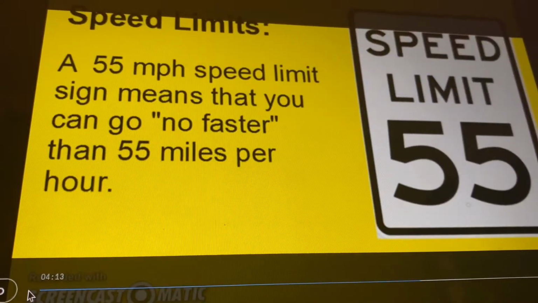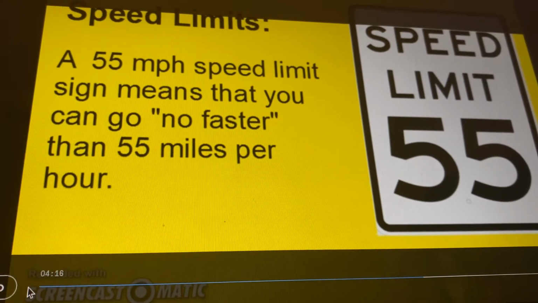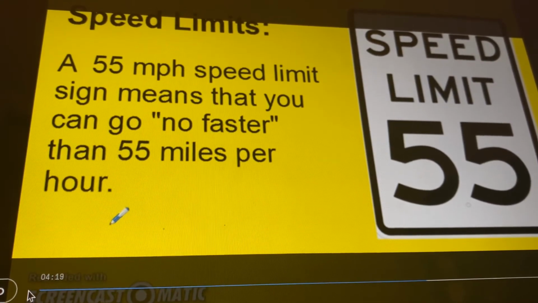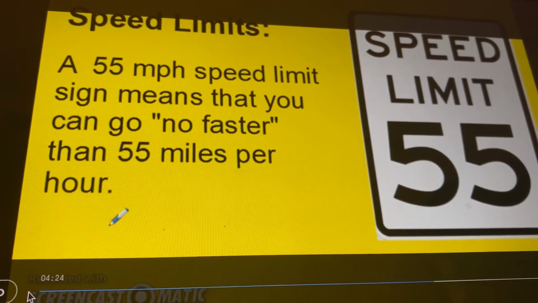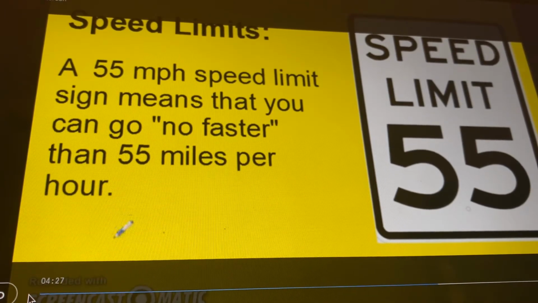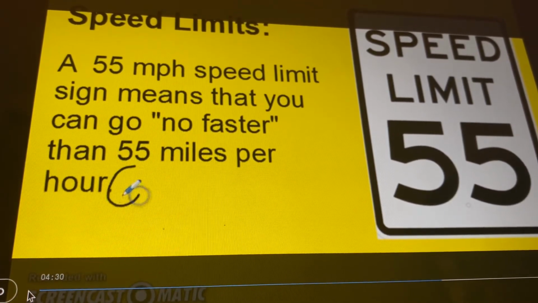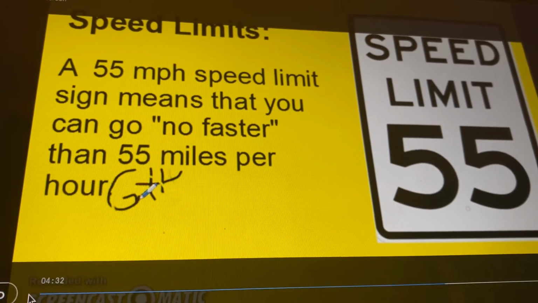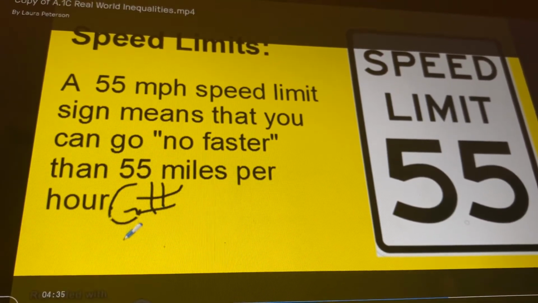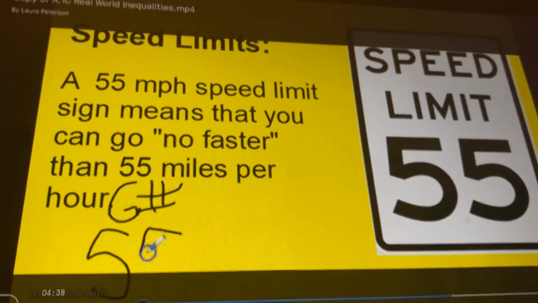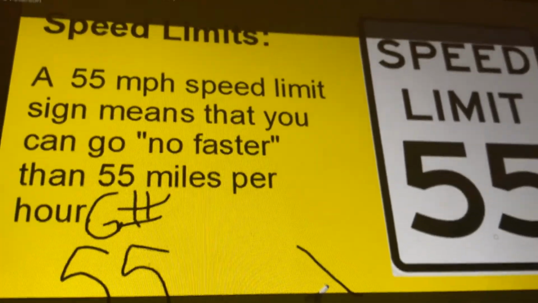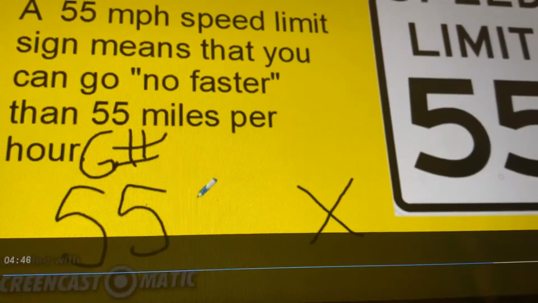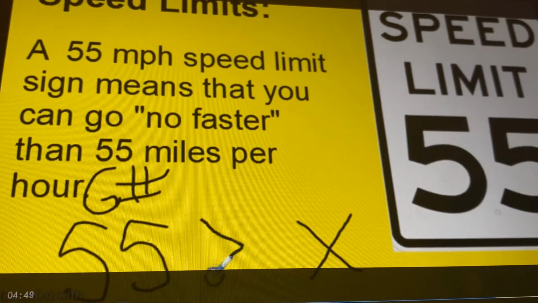Our next one, looking at the speed limit signs. We see inequalities with our road signs too. A 55 mile per hour speed limit sign means that you can go no faster than 55 miles per hour, but you could go slower than 55 if you wanted to. So 55 is going to be my greatest number that I'm allowed to drive when I'm on the road. I could even go less than 55. That would be my X. So my inequality sign would say that I could go no greater than 55 or equal to that.